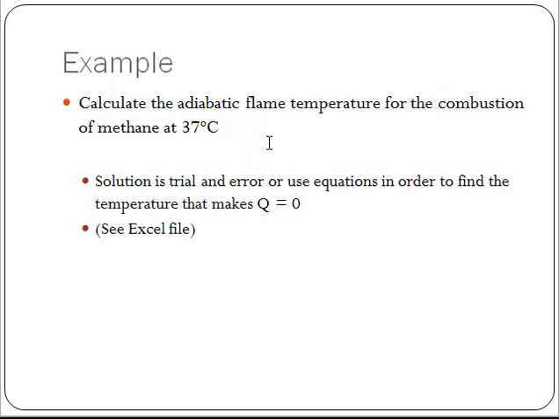We're going to look at the adiabatic flame temperature for combustion of methane at 37 degrees C. Unfortunately, to do this problem, it really becomes trial and error if you use data tables, because you don't know the final temperature, and so you have to keep trying temperatures until you get delta H equal to 0. So the alternative is to use equations, and recall that the integral of Cp dT is also equal to delta H, and we'll use that. If we're going to do an equation that's a little bit complicated, it's easiest to do it in Excel. So let's switch to Excel.